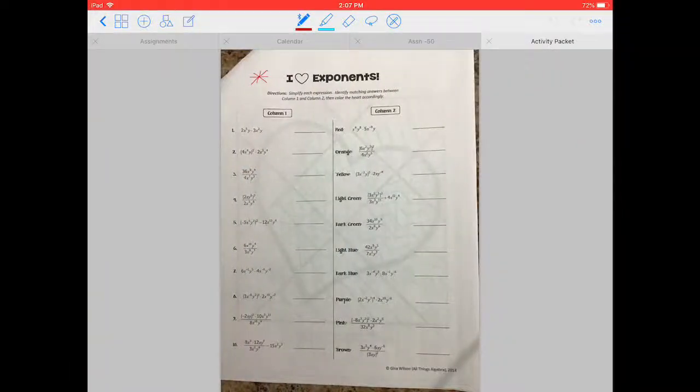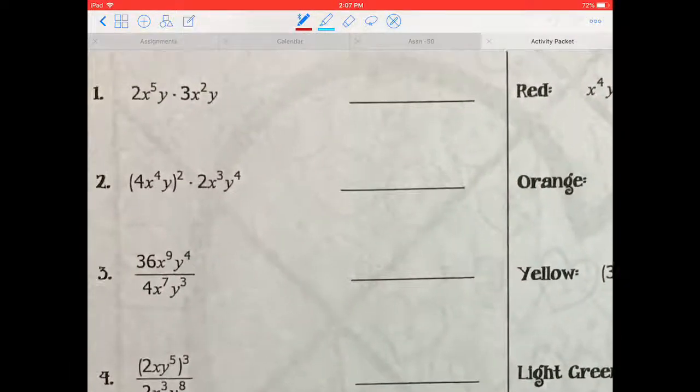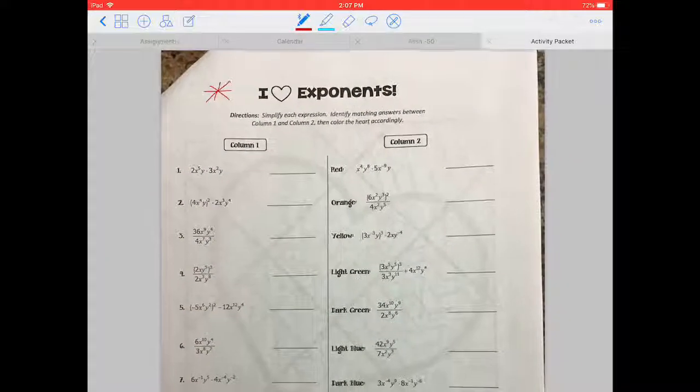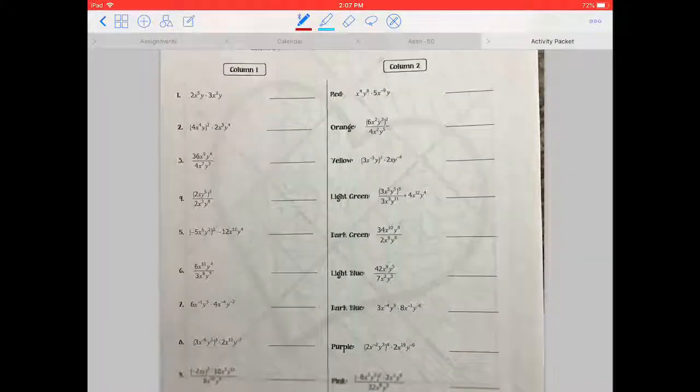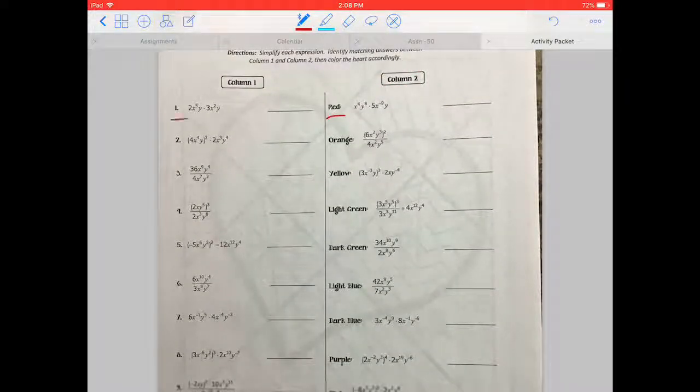Okay, so this one's for you to finish. I'm moving fast because of the time. All right, so in this problem, you're going to get answers in the first column, and then you'll get answers in the second column, and you have to match up the colors to the numbers. Does that make sense? So I'll show you what I'm talking about.